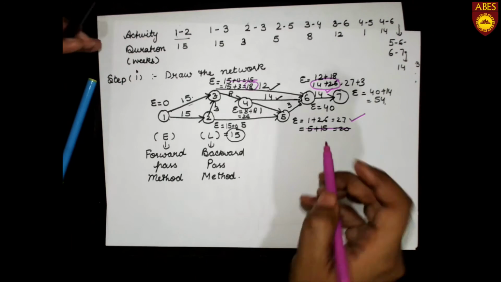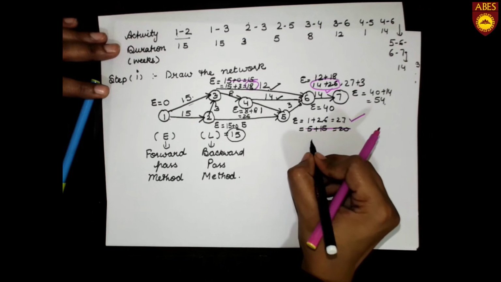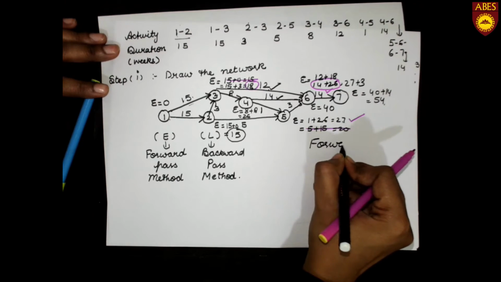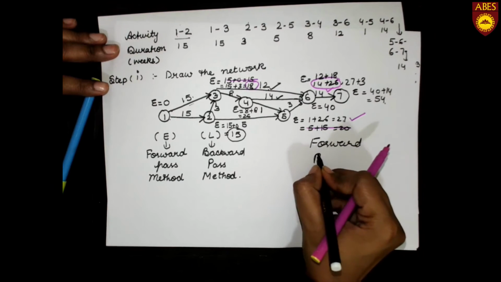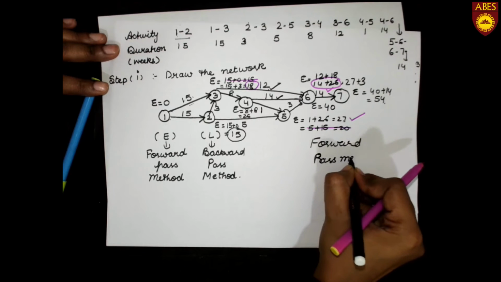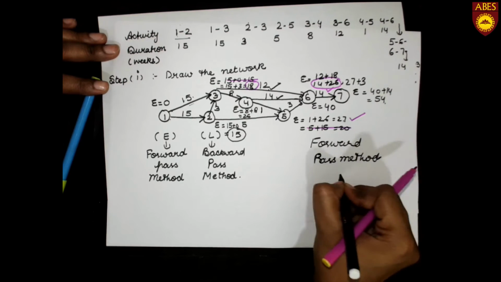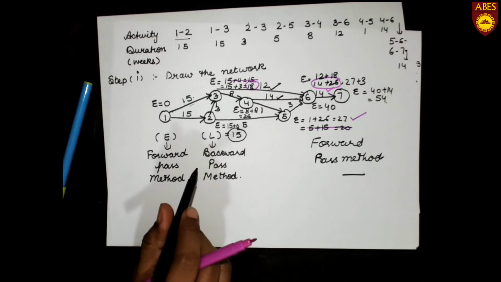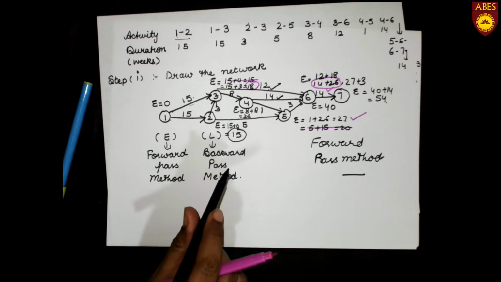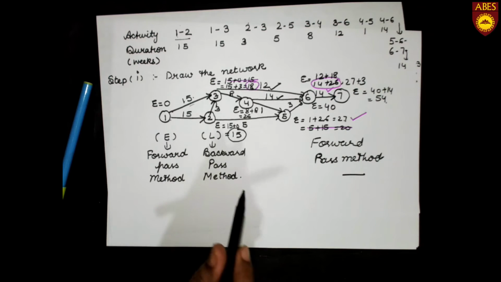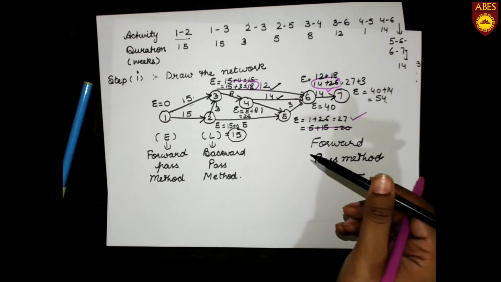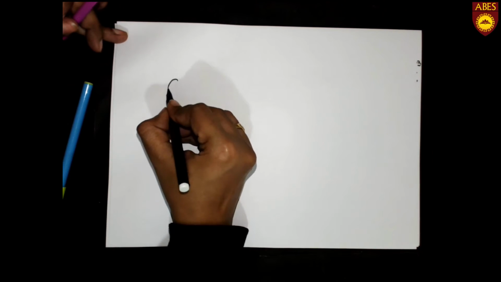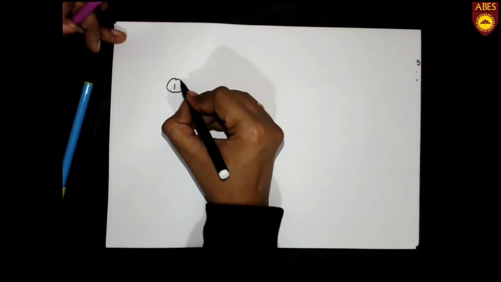This method is known as your forward pass method. Now, since it will be very complex if I tell how to find out the value of L with the help of the backward pass method, I will make this diagram again. You can see over here, it will be much bigger.